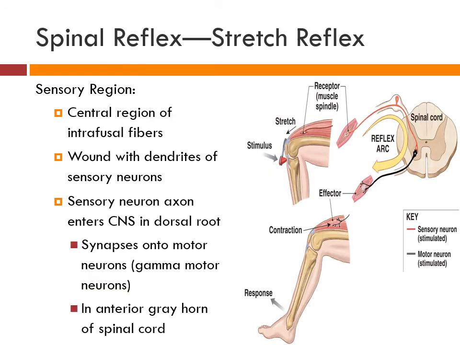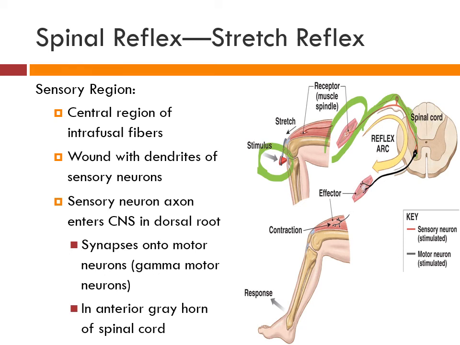So to look more closely at this reflex, the stimulus is the reflex hammer on the patellar ligament, which causes a stretch in the muscle spindle of the quadriceps muscle. So when that muscle spindle gets stretched, we are going to stimulate the dendrites of that sensory neuron that are surrounding the intrafusal muscle fibers. And that's going to send sensory information through the dorsal root ganglia into the posterior horn of the spinal cord.